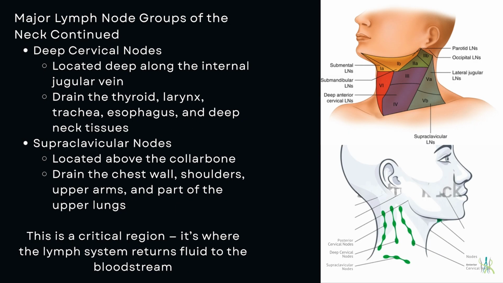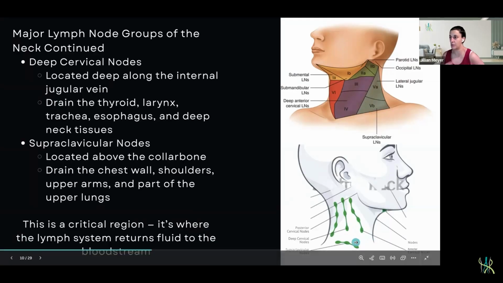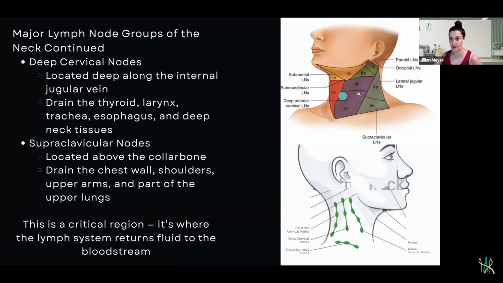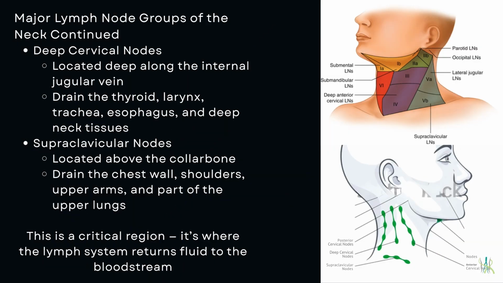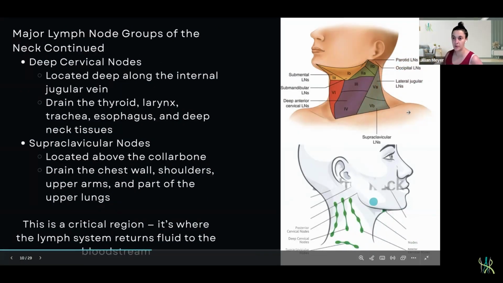Then we have our supraclavicular, supra meaning above, clavicle meaning collarbone. So right in that divot that we were talking about before, that's another really important part. So again, these areas are going to filter out all the anatomy in that throat area, in the neck. The supraclavicular is going to drain the chest wall, the shoulders, the upper arms. And most importantly, again, this is where the lymphatic system connects to the circulatory system. So this area is going to be super important to stimulate and keep moving.